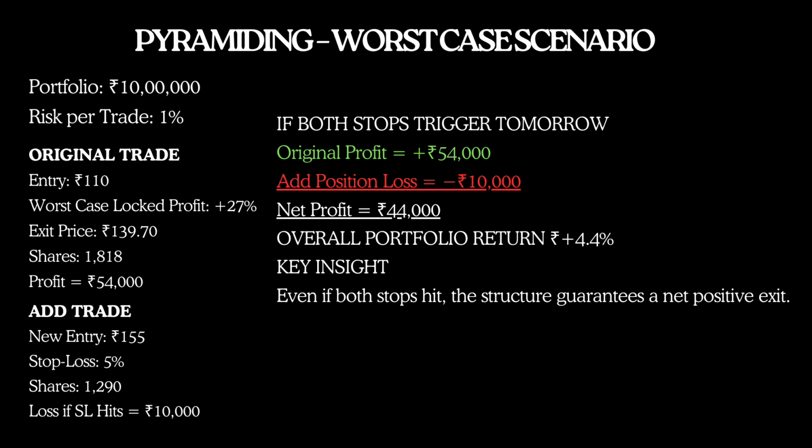So what will happen if, as of tomorrow, both of my trades hit a stop loss? Let's say the stop went down and my original trade got executed, as well as my new trade. In the original trade I booked a profit of 54,000, which is my original profit. And on this added trade, the stop loss was hit, and my loss was around 10,000 rupees. Overall, I have gained 44,000 rupees on this entire allocation, which is around 4.4% portfolio gain. So the key insight here is that even if both stops hit, the structure still guarantees a net positive effect. This is what we call professional pyramiding.